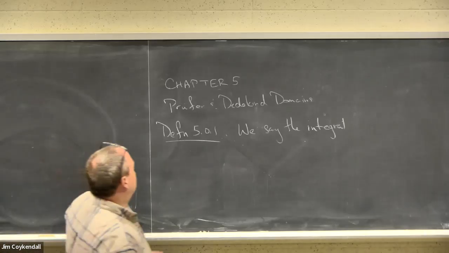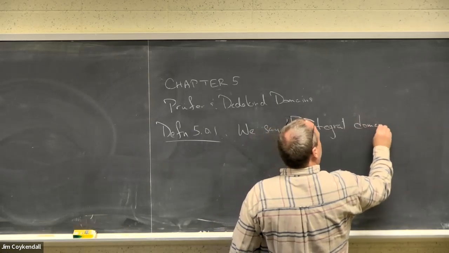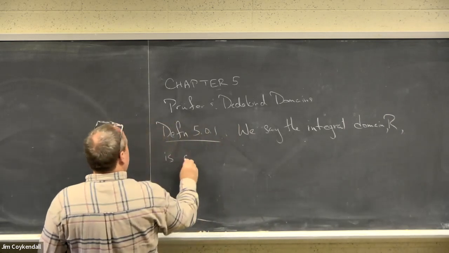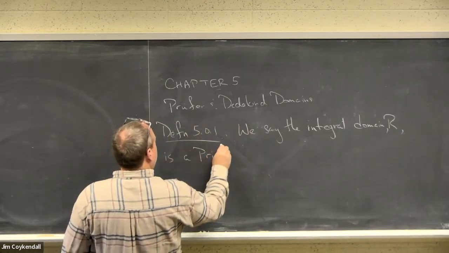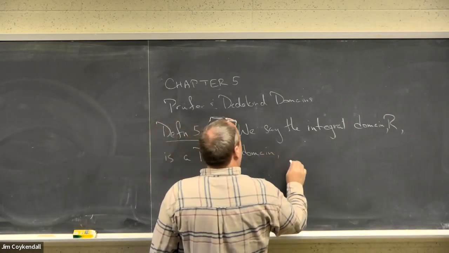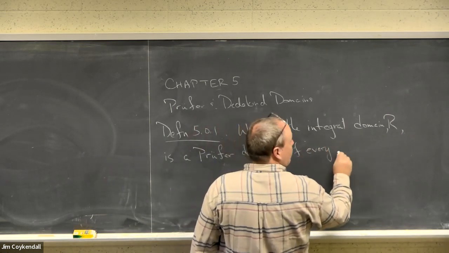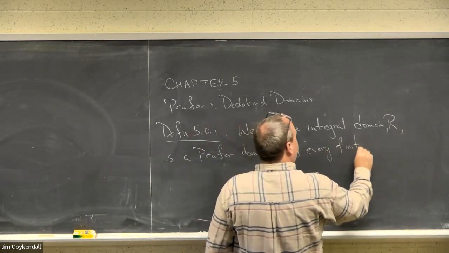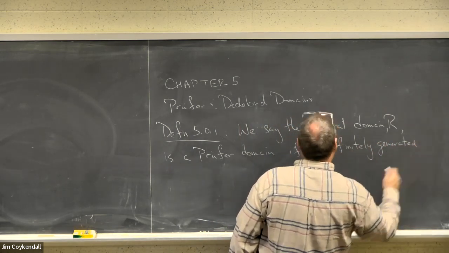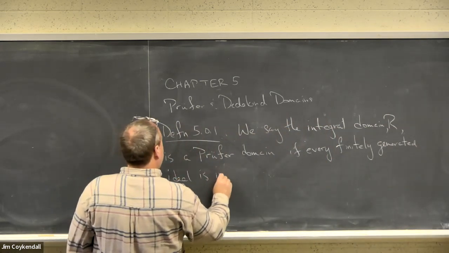We say that the integral domain R is a Prufer domain if every finitely generated ideal is invertible.